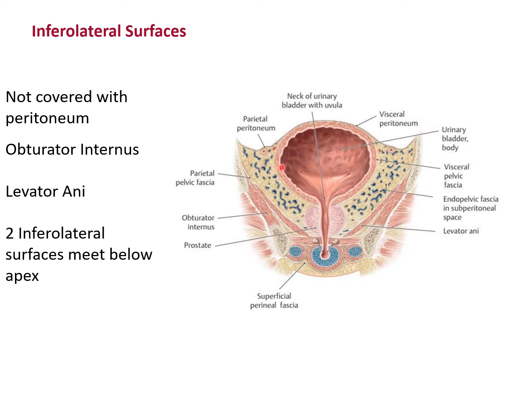So the two inferior lateral surfaces are separated from the levator ani and obturator internus by this pad of fat. This again is the retropubic pad of fat. So the inferior lateral surfaces are not covered with peritoneum. They are in relation to the levator ani and the obturator internus. The two inferior lateral surfaces meet below the apex at the anterior border, and these are related to the retropubic space, which contains the vessels and nerves which are going to be present out here.